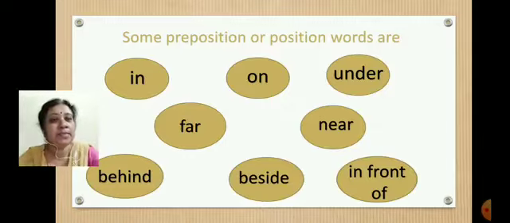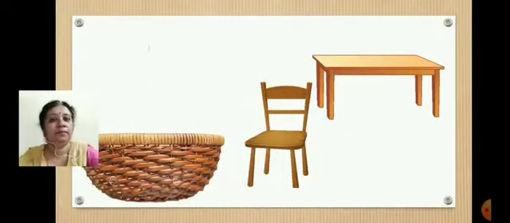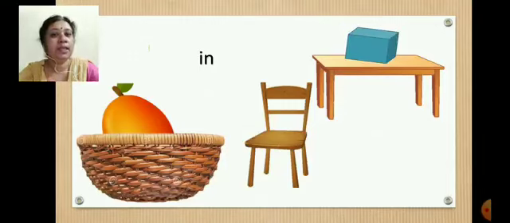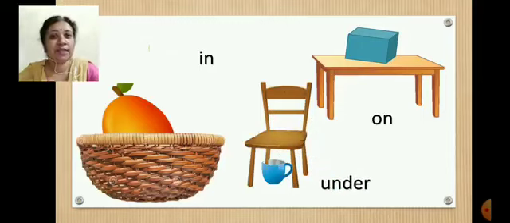Now we will see some examples. Here, children, a mango is where? In the basket. Where is the mango? In the basket. Now, next is, a box is on the table. Where is the box? On the table. Next, a cup is under the chair. There is a cup under the chair. So, in, on, under are position words or prepositions. Okay, children. Now we will move to the next slide.